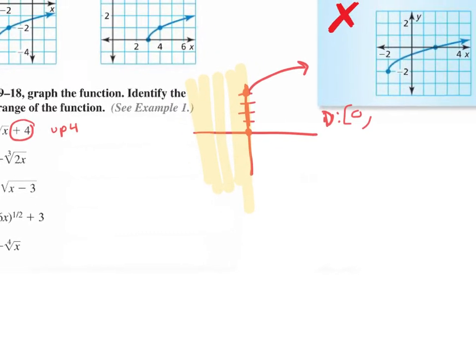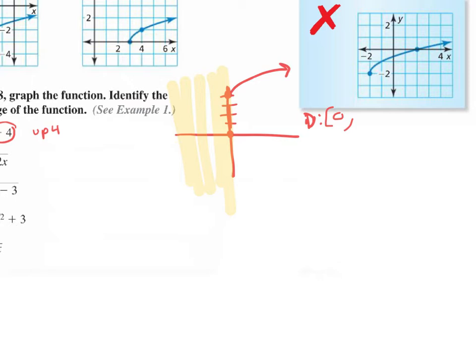And what's our biggest x value? Our graph goes forever in the right direction, so it's reaching all the x values over there. So what do we put? 0 to what? Infinity. And then our range is our y values, so we start at the bottom and go up until we hit our graph. We hit our graph at what point? 4. So our range goes from 4 to what? Infinity.